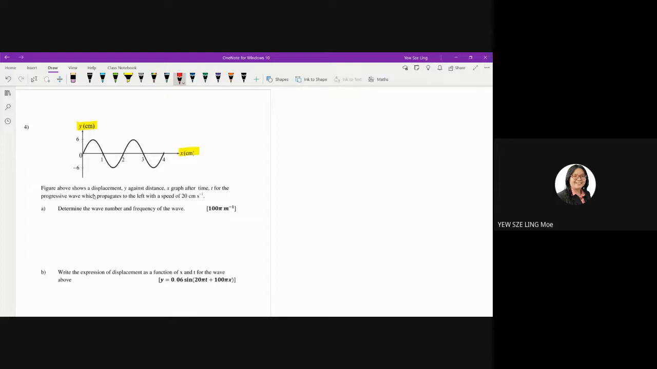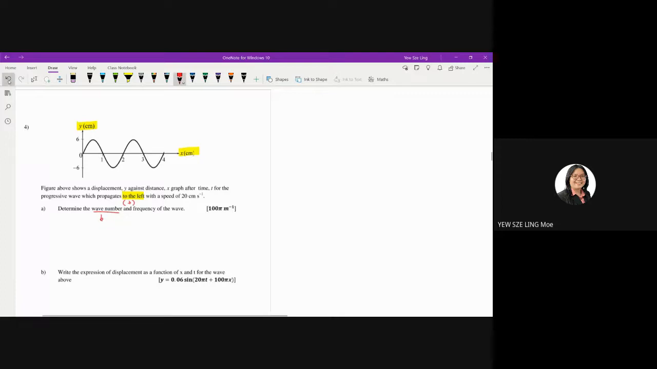The figure above shows a displacement against distance graph after time t for a progressive wave which propagates to the left. To the left means in the equation it should be a positive sign, with a speed of 20 cm s to the power of negative 1. Determine the wave number. Wave number is k.